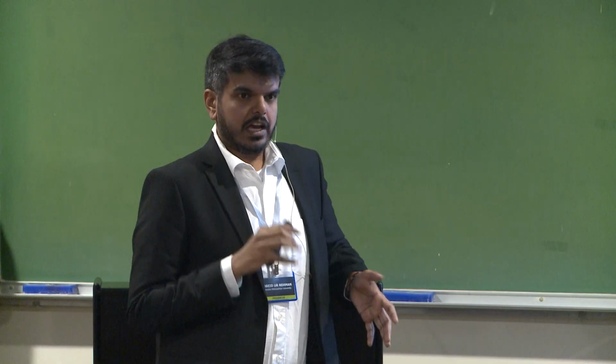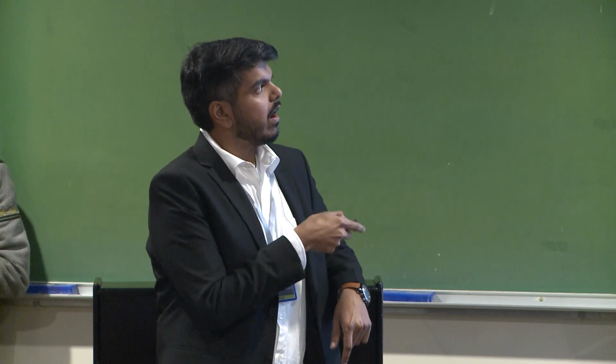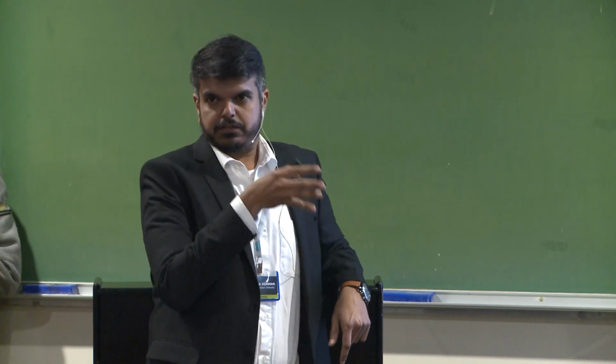Related to this is that we have 2 parallel tax schedules running based on what your primary source of income is, whether you're identified as an employee or self-employed. This distinction is made based on where the majority of your income is coming from. So you could be active in both these avenues, but depending on where the majority of your revenue is coming from, that's the tax schedule that's going to be assigned to you. In our time period, the cutoff was at 50%, and now I think the FBR has changed it to 75%.